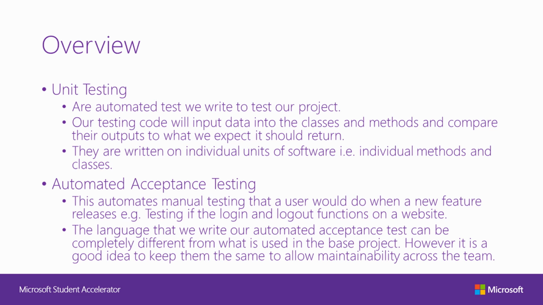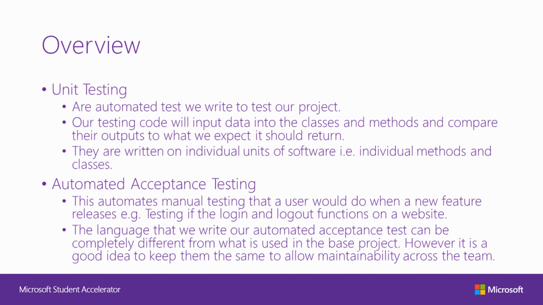Next is automated acceptance testing. This automates what a user would normally do when they're manually testing. So say a login feature and a logout feature. The person would have to open a browser, go to the website, find the login fields, enter their username and password, log in, check that they've logged in, and then log out.